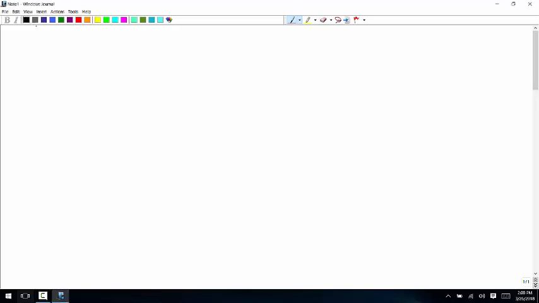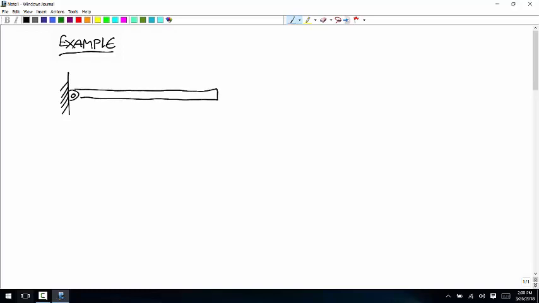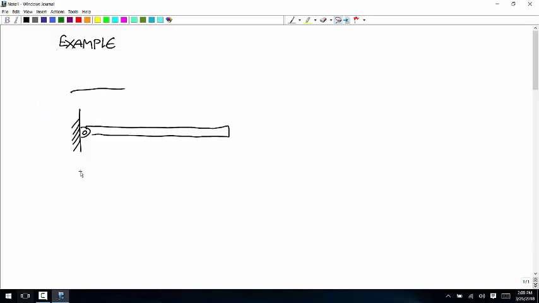All right, so let's do one like this. So let's say we have a wall and a pin joint at the wall and a rigid body here, and then I'm going to make a little more room. This is the next stuff. This is statically indeterminate systems.